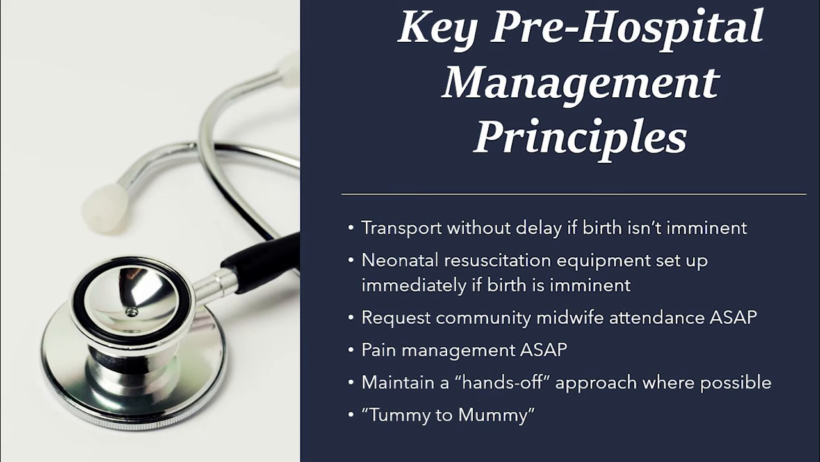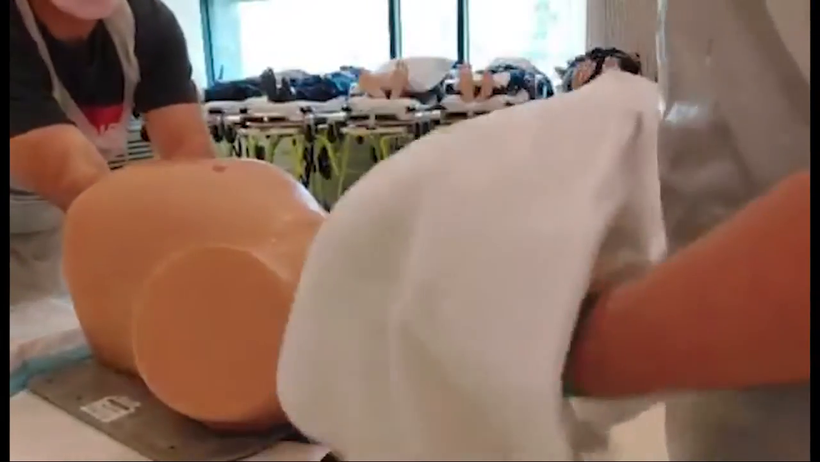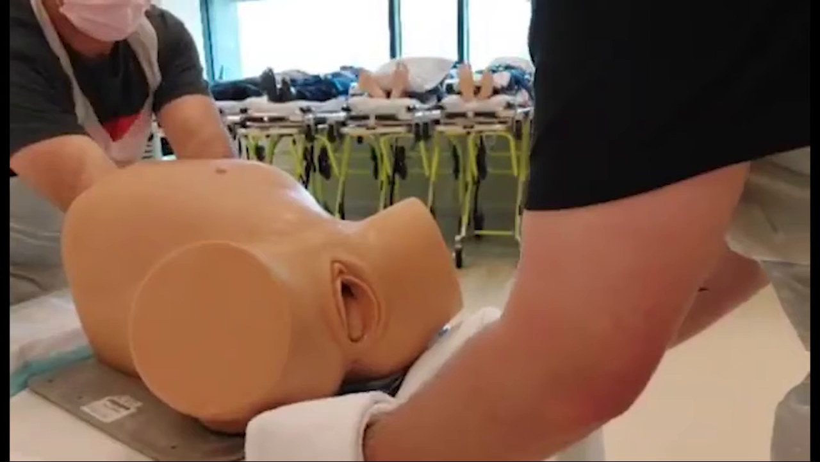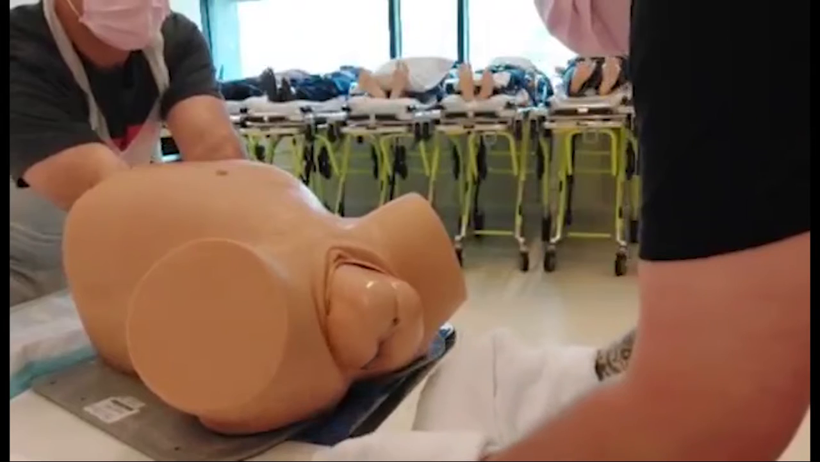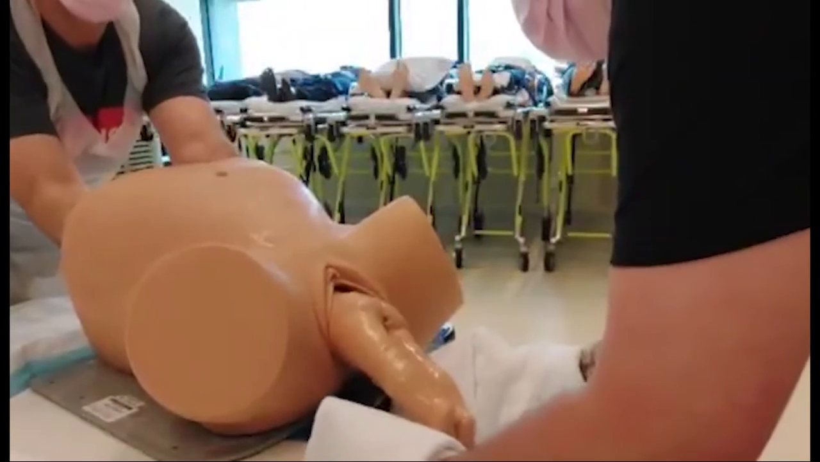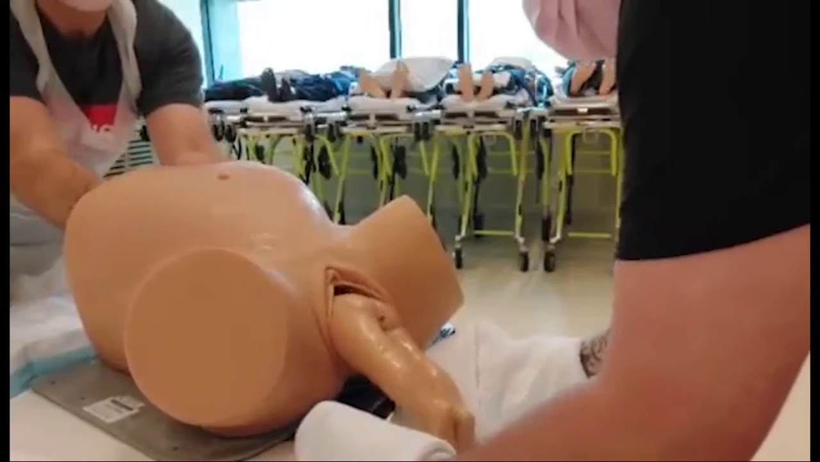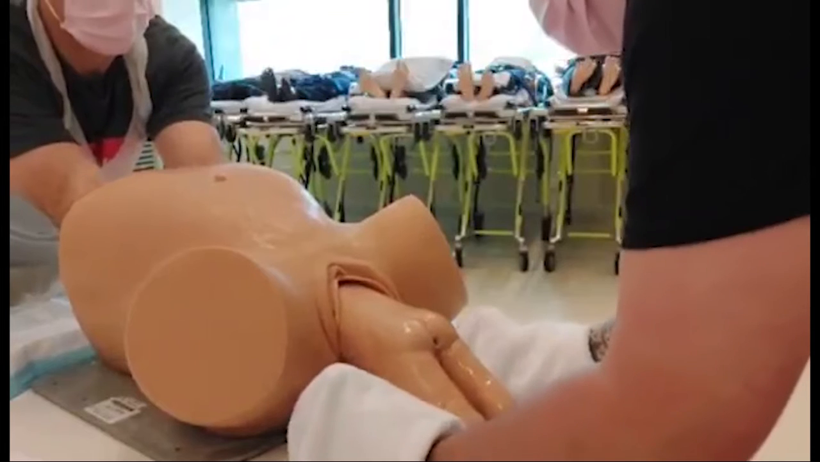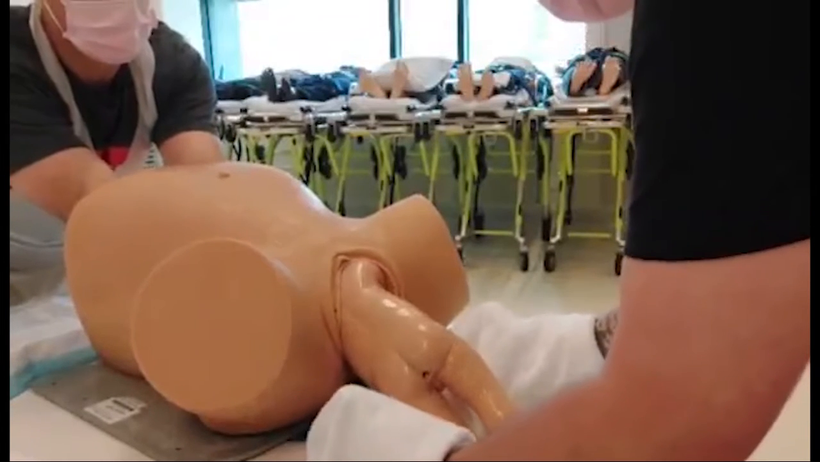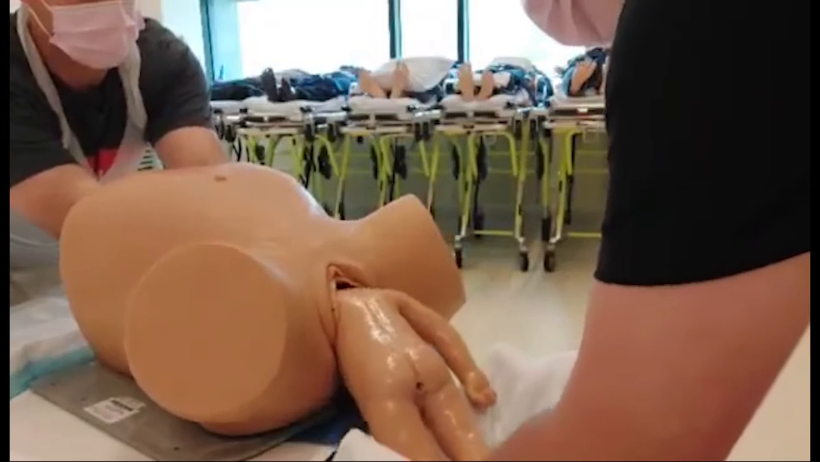Now that we have a better understanding of what a breech presentation is, its causes, key risk factors, and key management principles, I will now demonstrate how to fully deliver a frank breech birth. So prior to this point, I have performed an obstetric primary survey and identified that birth is imminent. Neonatal resuscitation equipment is set up, community midwife has been called, and the patient has been given 3 ml of penthrox via an inhaler. The area has also been prepared for delivery with warm towels, and the mother has been positioned in a semi-recumbent position with legs in the lithotomy position.